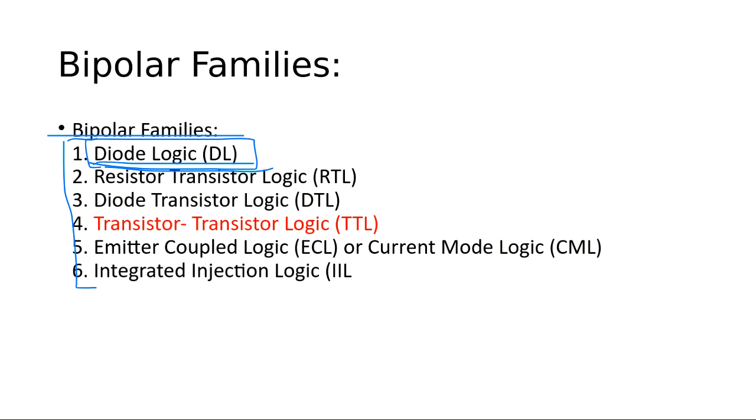Then there are resistor transistor logic, RTL, diode transistor logic, and transistor transistor logic. So there are different combinations. The basic components remain the same. And what are those basic components to make logic gates? Diodes, transistors. So these are the different types of bipolar family ICs for logic gates.